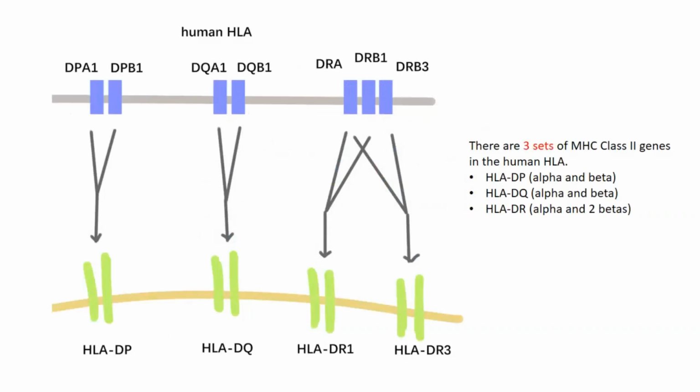There are 3 sets of MHC class II genes in the human HLA. This includes HLA-DP, alpha and beta, HLA-DQ, alpha and beta, as well as HLA-DR, which is composed of an alpha and 2 betas, which can form 2 different HLA-DR proteins.